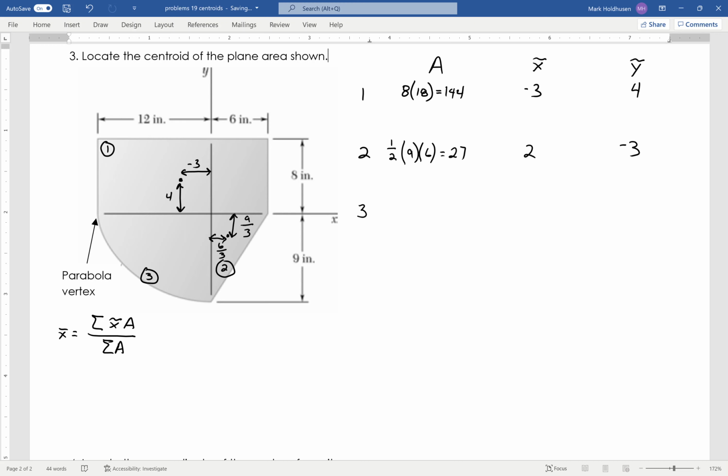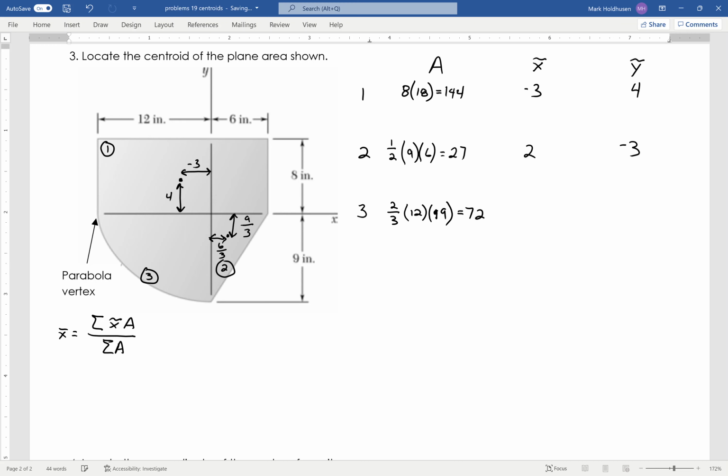Now going to the parabola. The area of a parabola you can look up in the back of the book. There's a whole table there, and you can see that the area of a parabola is going to be 2/3 times each of the distances, which will be 12 and 9, which gives me 72 for the area.